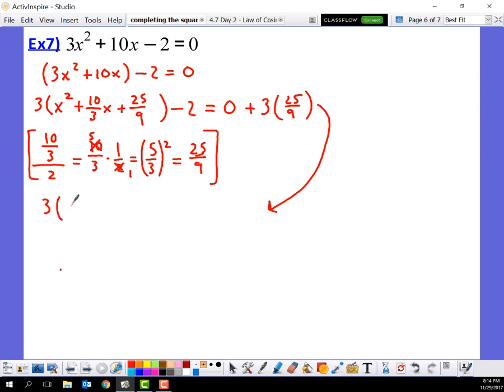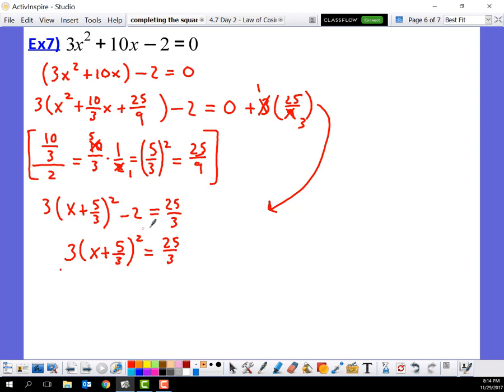So I have 3 times x plus 5 thirds, the quantity squared, minus 2 equals, now what in the world is 3 times 25 over 9? This 3 becomes a 1, this 9 becomes a 3. So that's simply 25 over 3. Okay, so it's just some simple algebra to get me to where I need to be. 3 times the quantity x plus 5 thirds squared equals 25 over 3.